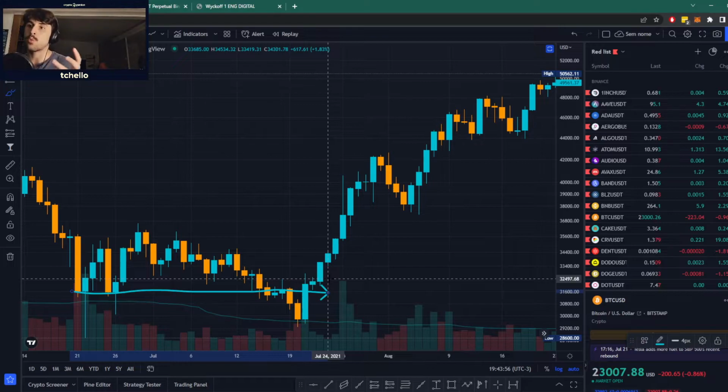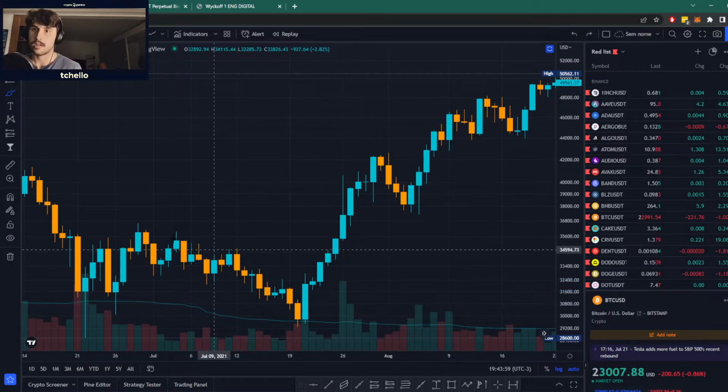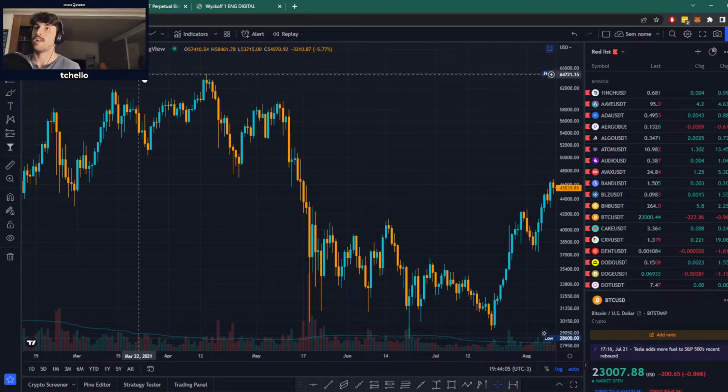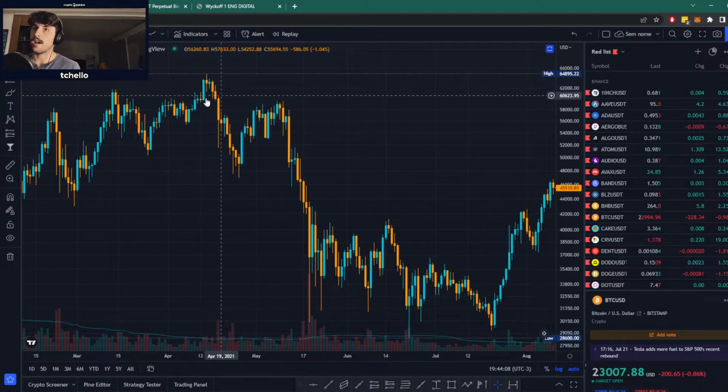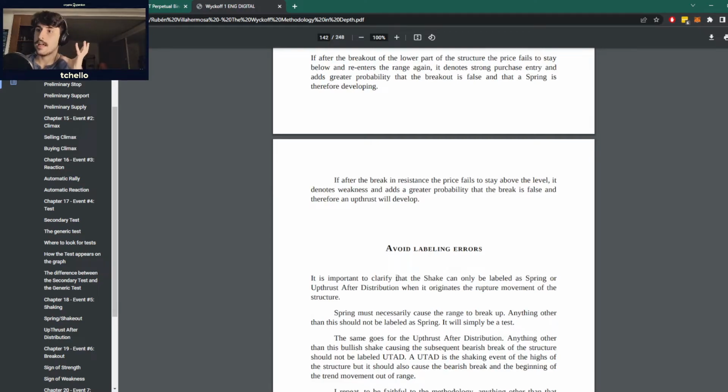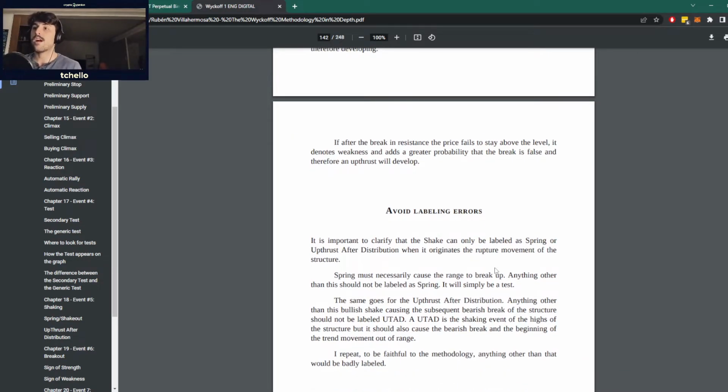That confirmed that there was a lot of purchasing power, like buying pressure. And so this further confirms a shakeout. In the case, of course, of an accumulation, it would be the other way around in the case of a distribution, right? Now, as Ruben points out here, there are labeling errors.